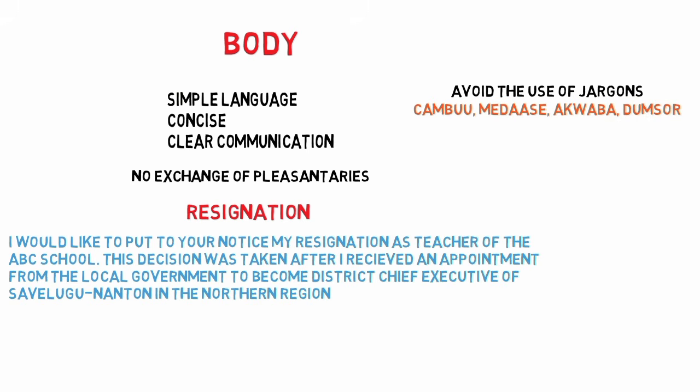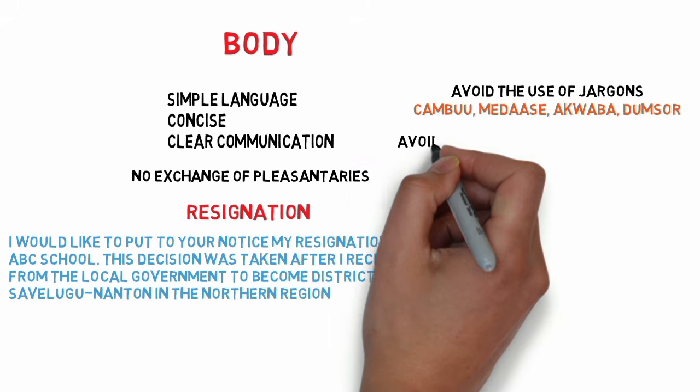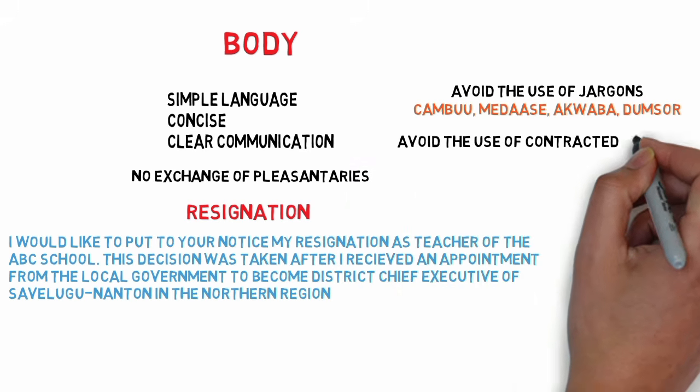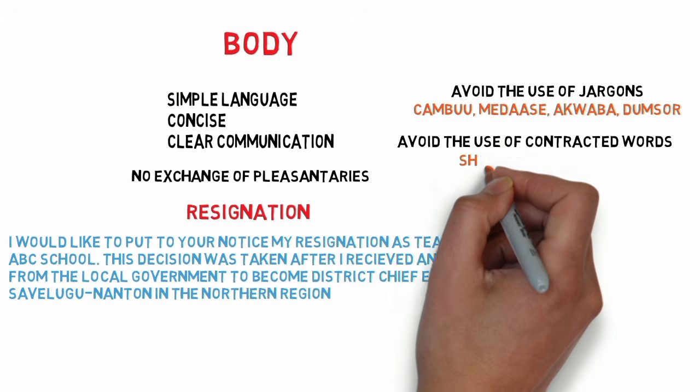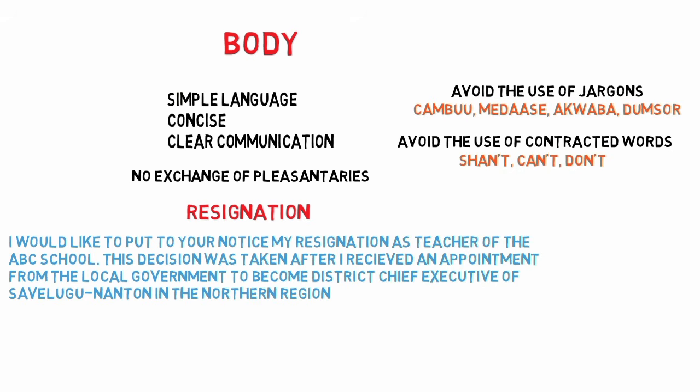As much as possible, write the appropriate English names of whatever terminology you wish to employ to ensure effective communication of your message to the recipient. Also, avoid the use of contracted words. Words like shan't, can't, don't should be avoided when writing formal letters. Rather, words like could, would not, are not should be used more often.